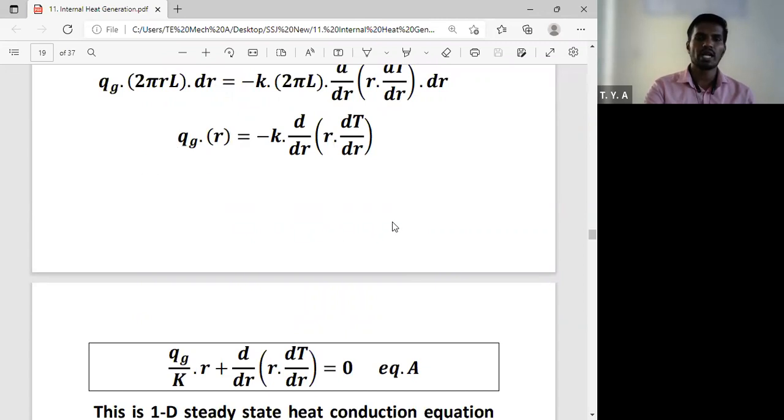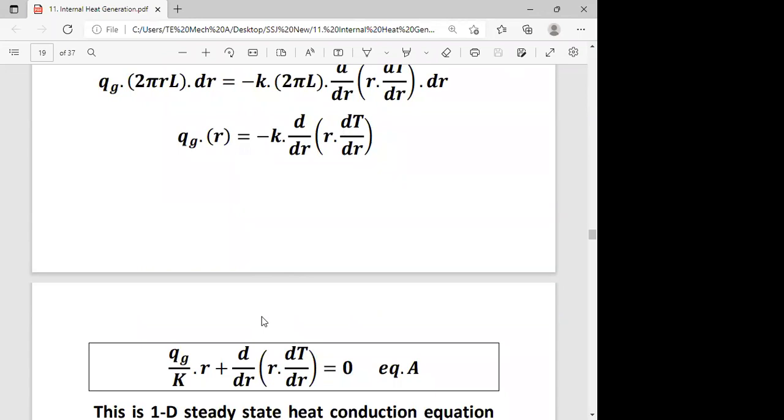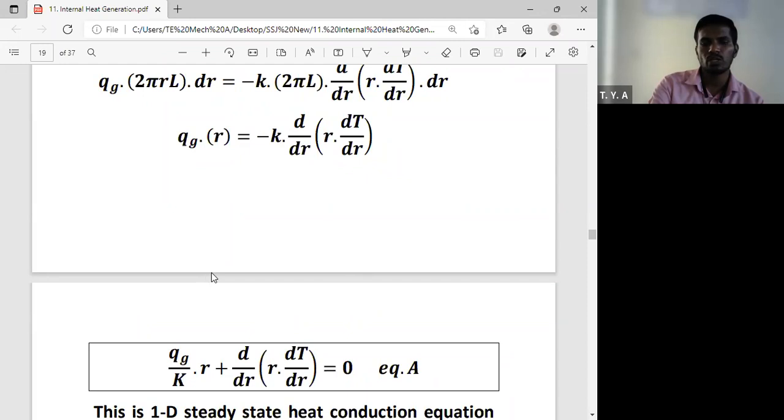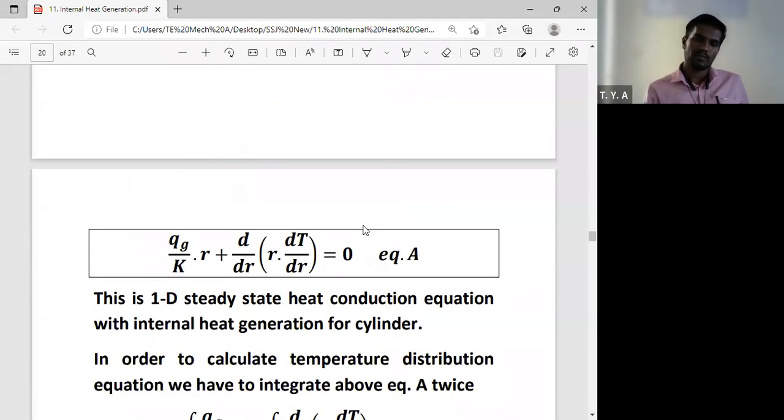Okay. So how to write this equation? Again, we have to simplify this equation. So that equation becomes qg r divided by k. हा जो K आहे तो लेफ्ट साइडला घेतलेला आहे. So qg into r by k plus d by dr into r into dt by dr is equal to 0. This is the equation A.